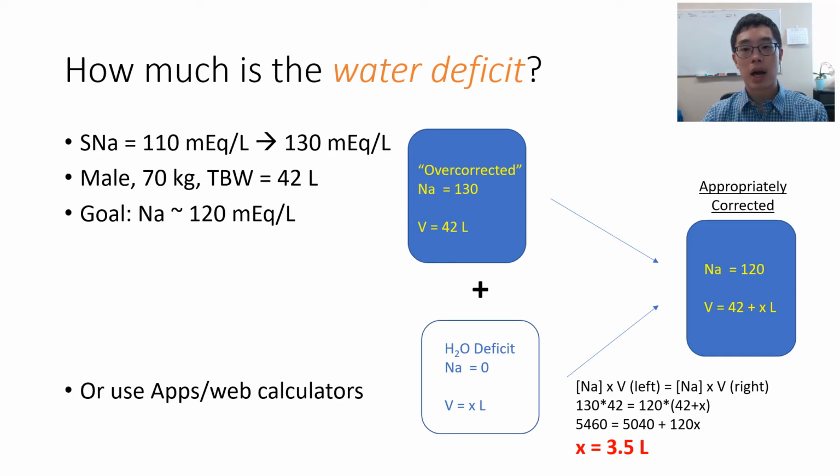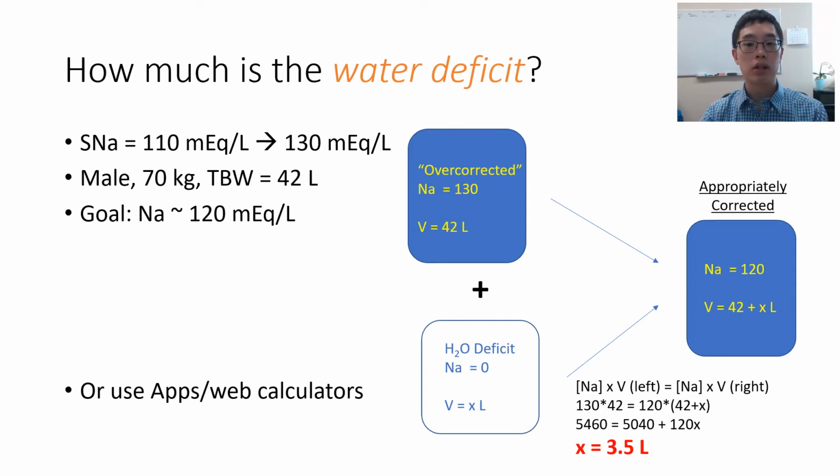In this case, we can calculate how much free water we need to provide this patient to get the patient back to 120. Remember that the sodium molecules and volumes must be the same on both the left and the right side of the equation, and if we do the algebra as we have done before, we find that our patient needs to receive back 3.5 liters of free water in order to correct them from 130 back to 120. In fact, this same calculation can help manage hypernatremic patients where we typically have a total body water deficit, and we need to calculate how much free water we need to give the patient to correct them back to normal.